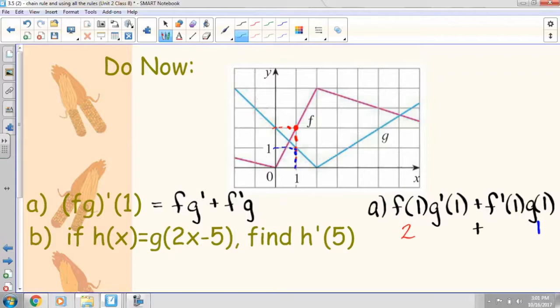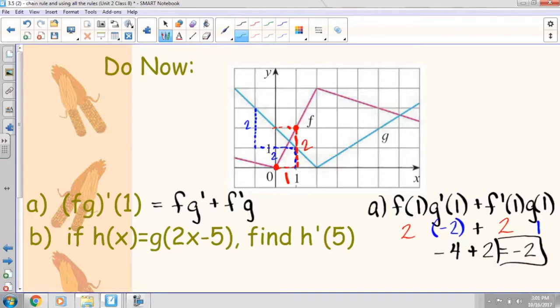So my g prime of 1 is going to be, and again, I'm looking for two clear points, 2 over 2. So my rise over run is 2 over 2. It is a negative slope. And then f prime of 1, same thing. Again, I'm going to look for 2 points that are clear on my f graph, and here's 2. So that's 2 over 1. It is a positive slope, so it's 2. So I have negative 2 times 2 is negative 4, plus 2 times 1 is 2, equals negative 2.